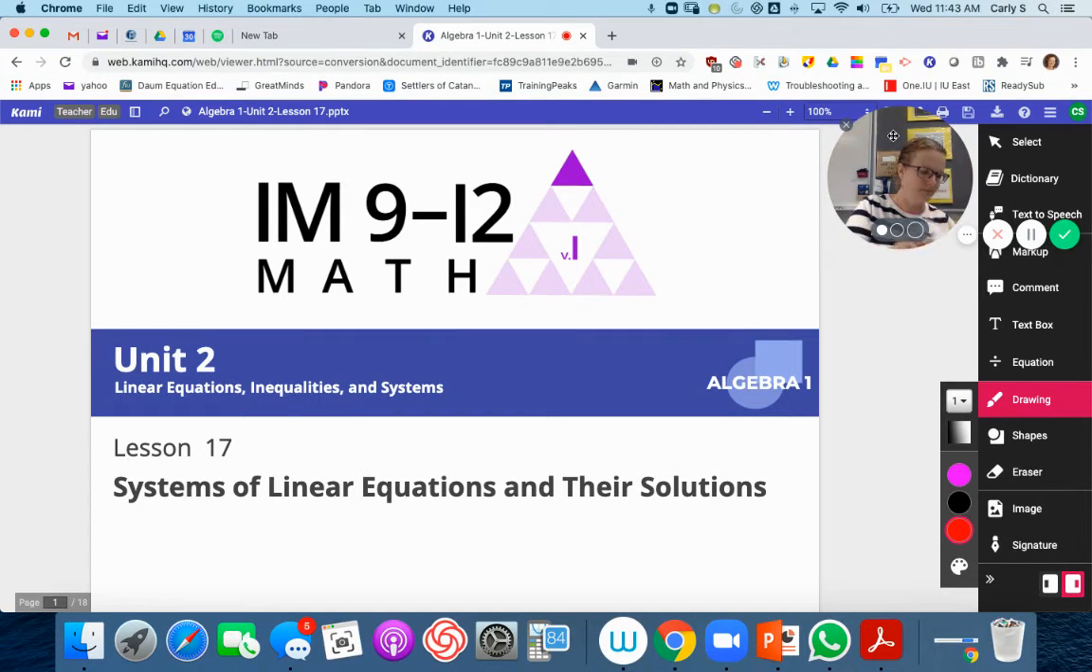Let me look. Still 17. Lesson 18 is going to be all about linear inequalities, where these are equalities. All right? Okay, so let's jump in.